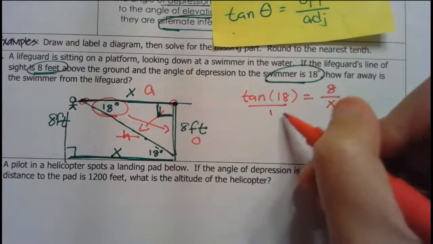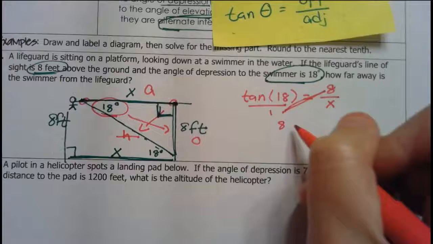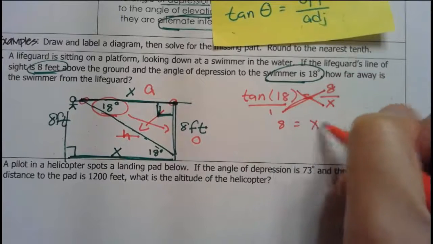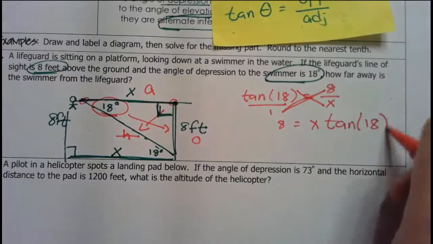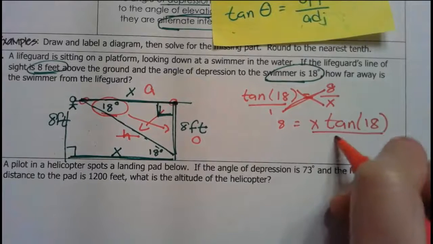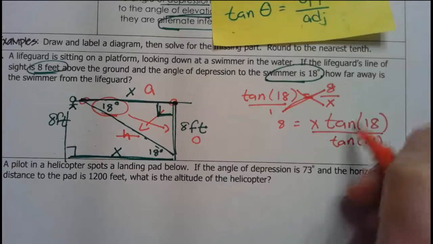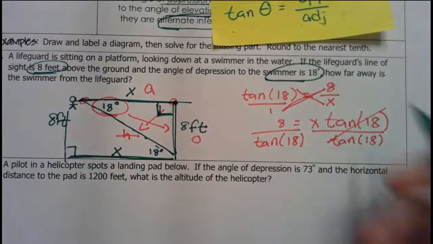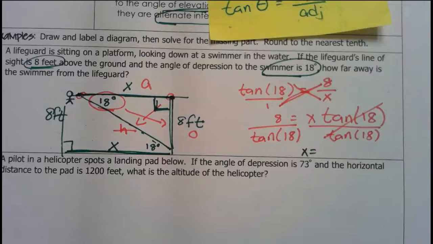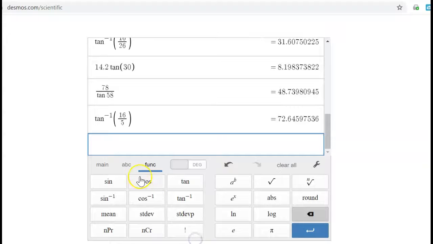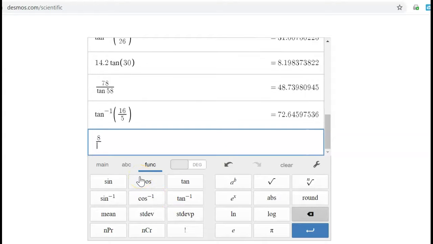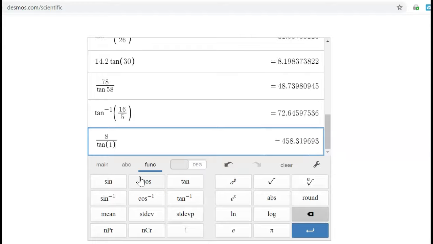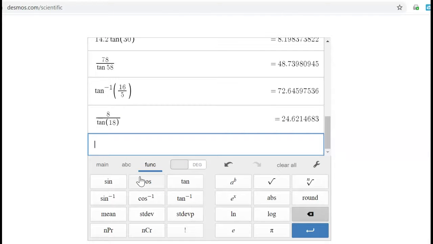Put that imaginary 1 there so we can cross multiply. 8 times X is 8X. X times tangent of 18 is written just like I said it. Divide by tangent 18 so that we can get X by itself. And then we'll put that in the calculator to get our answer. Eight divided by tangent of 18. That is 24.6 feet.